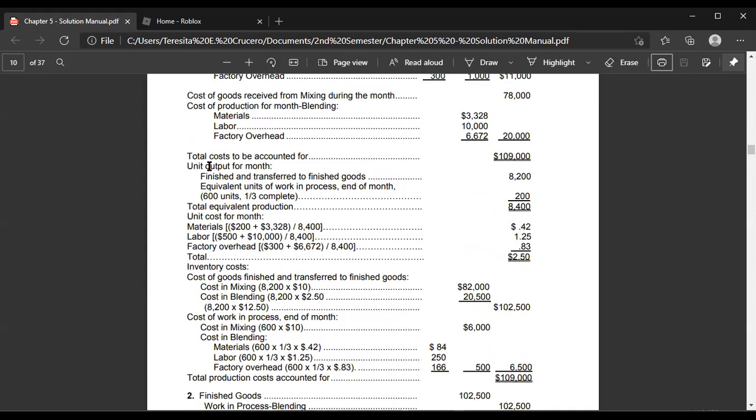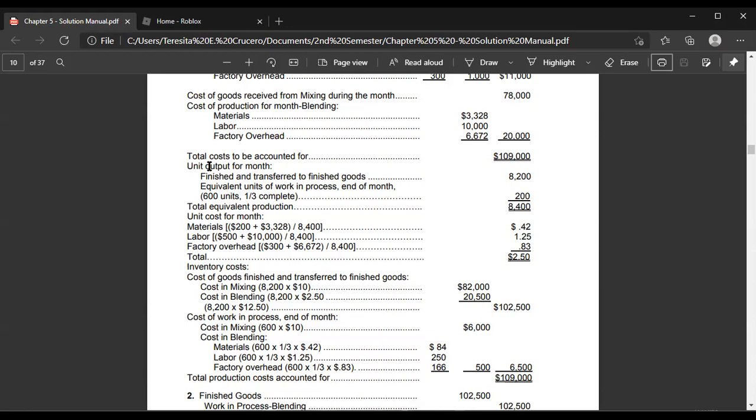So the total cost to be accounted for is 109,000. The unit output for the month, finished and transferred to finished goods, is 8,200 units. Inventory is 600 units. Work done is 1/3, so you get only 200. The equivalent production is 8,400. Now we have the material unit cost as computed, 0.42125, and for labor and factory overhead, 2.50. So we have now the cost of goods finished and transferred to finished goods, 8,200 units at 10.